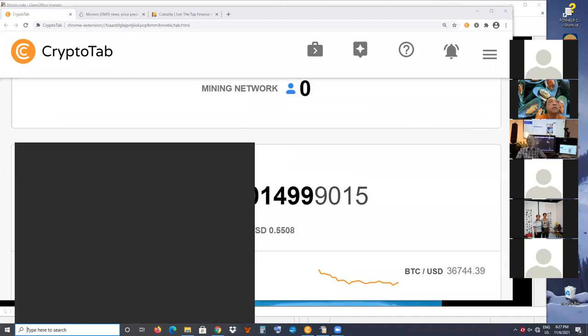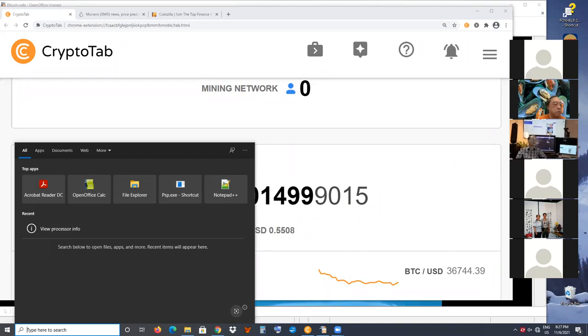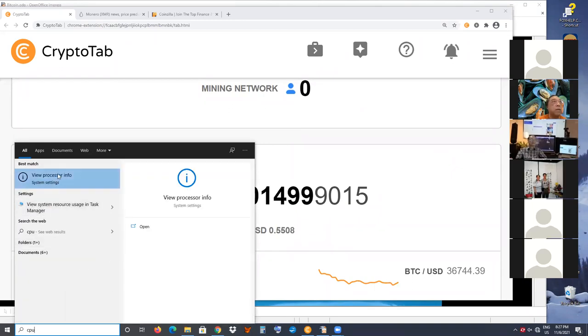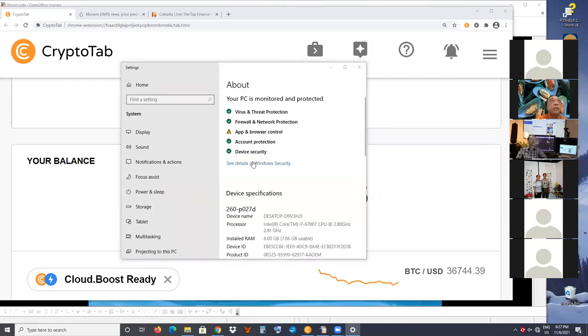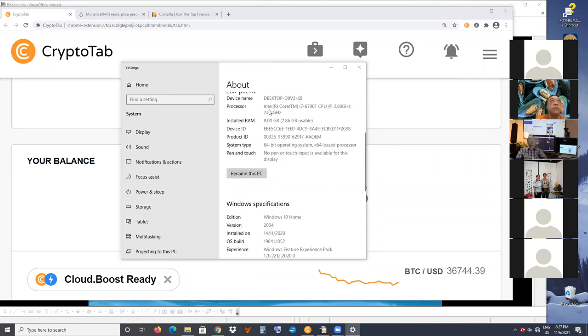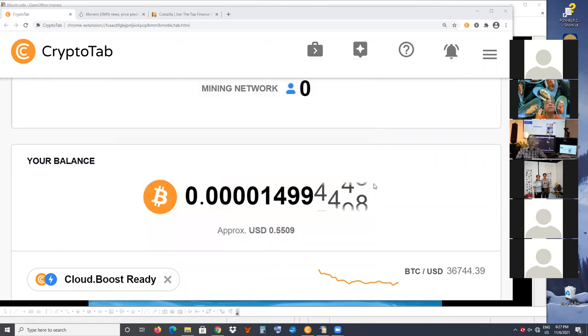Is it a computer? Yeah, you can check here. You can see 2.8 gigahertz, Intel Core. This is your office computer? Yeah, this is my desktop. Any desktop can. So while it is using your computer 24 hours, you can still work on your computer. Can. It's working in the background.